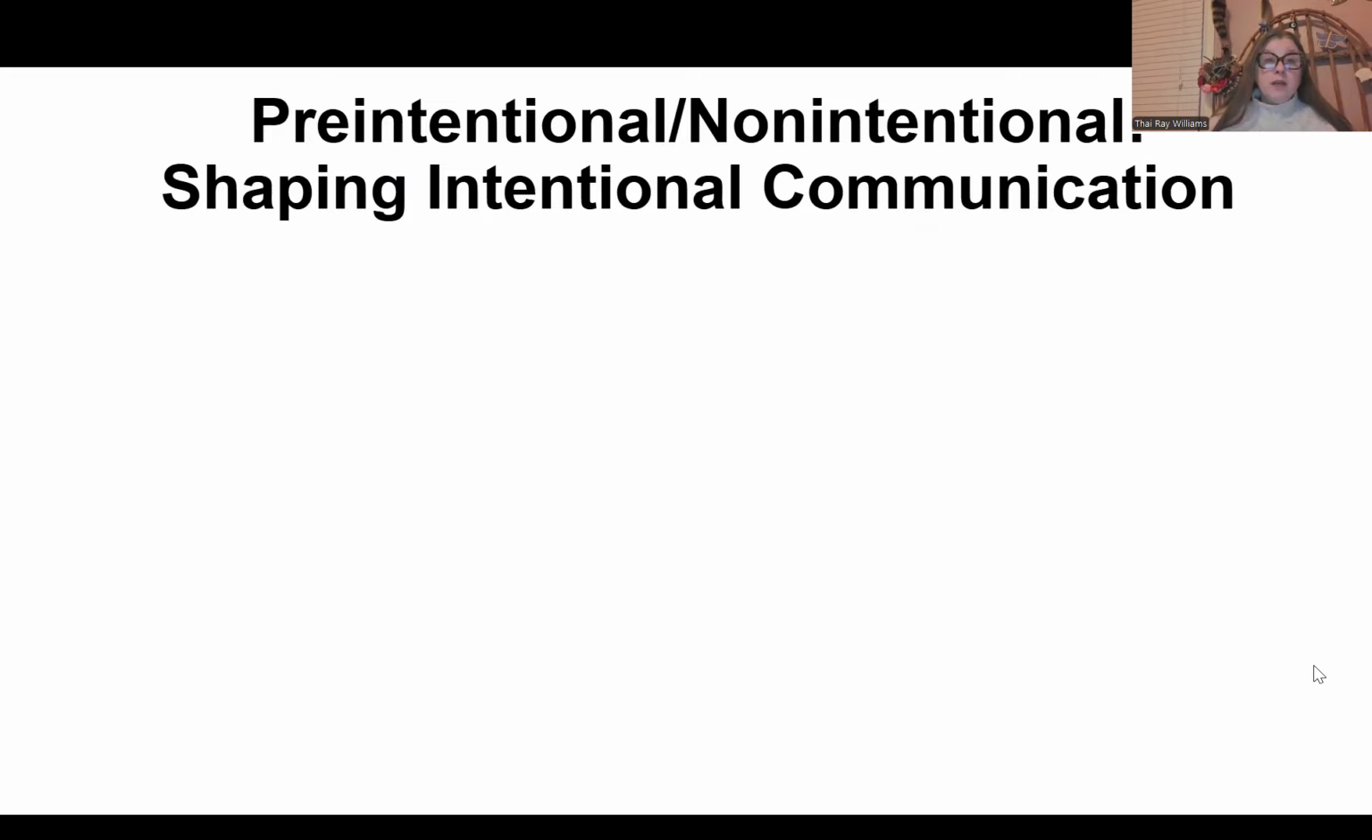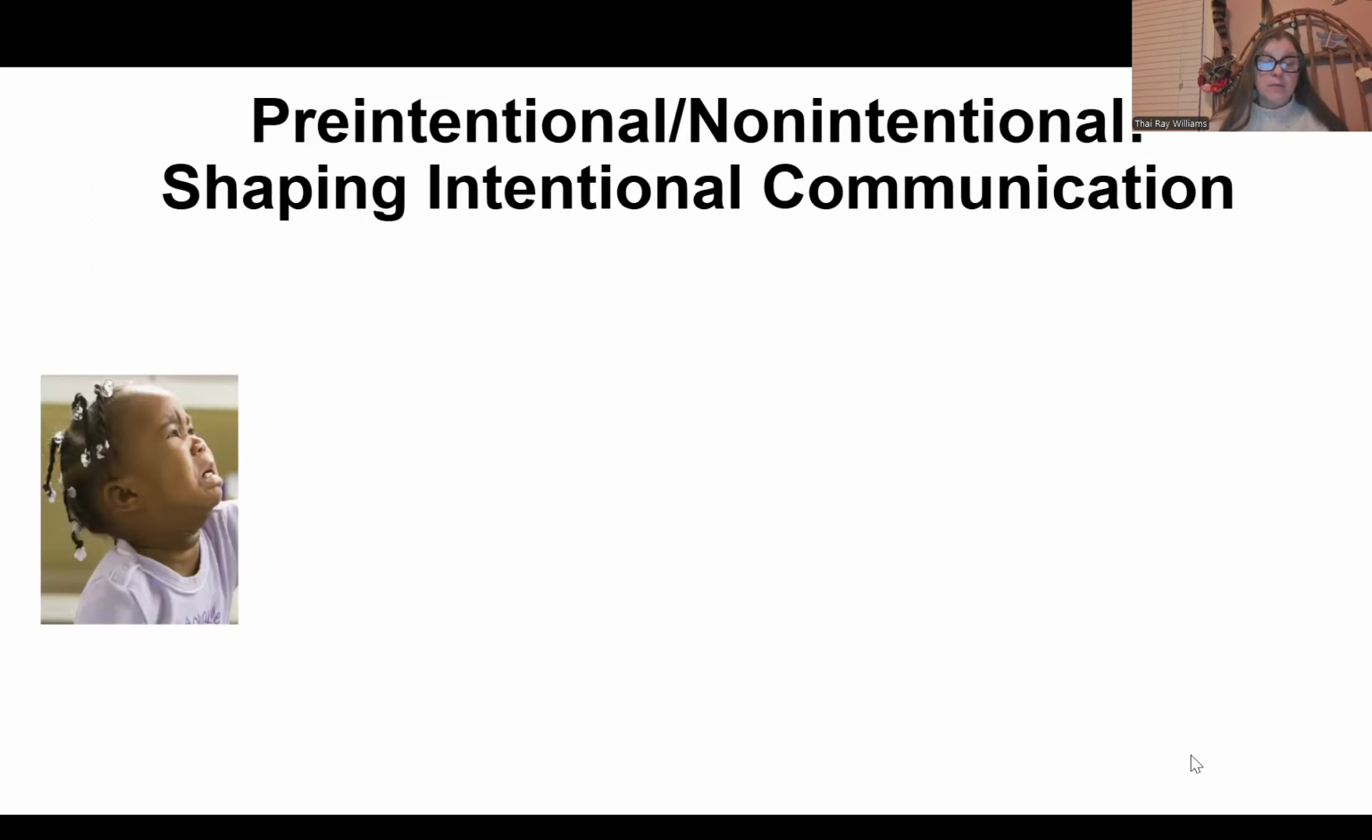So we mentioned pre-intentional or non-intentional communication. How do we shape that? How do we shape non-intentional communication to make it intentional? Somebody asked me to give examples of UDL during class in the mid-course evaluation. So here's an example, and this is multiple means of representation.